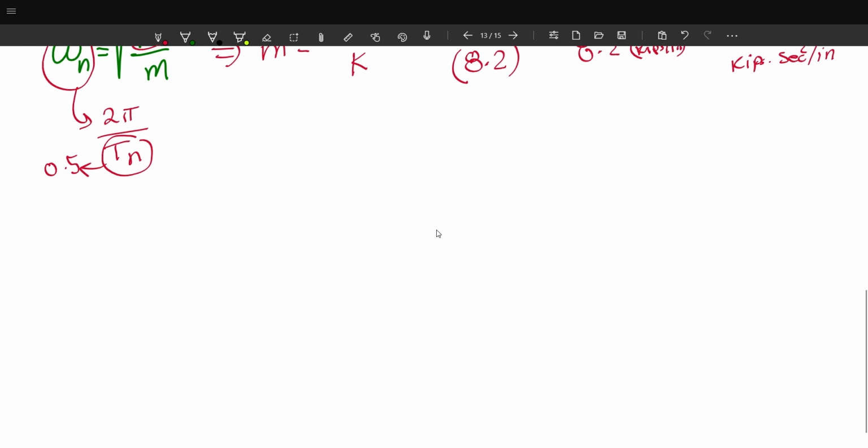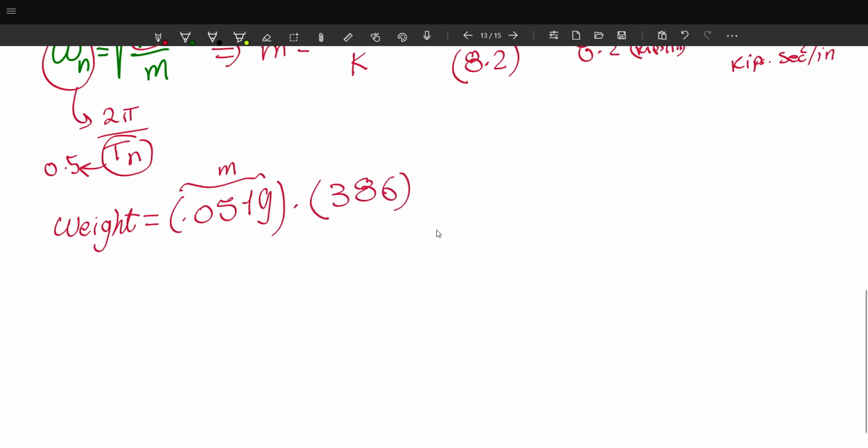So our weight, the weight of the empty tank, is going to be equal to the mass, as we said, 0.0519, which is m, times the gravitational acceleration, which is 386, because we are talking about inch per second squared. This gives us a value of the weight to be 20.03 kips. This is the weight that we are searching for.